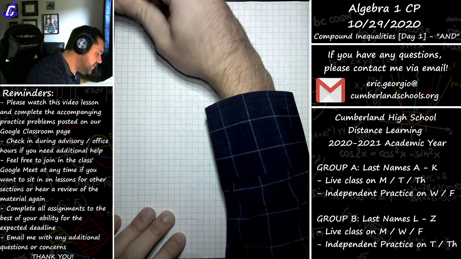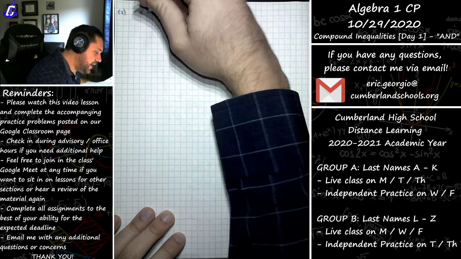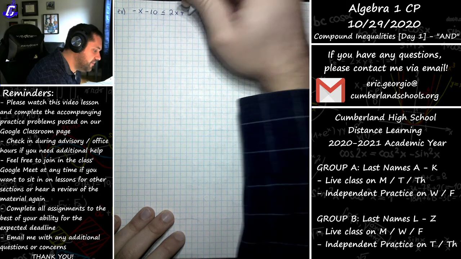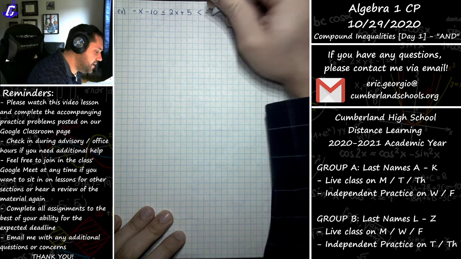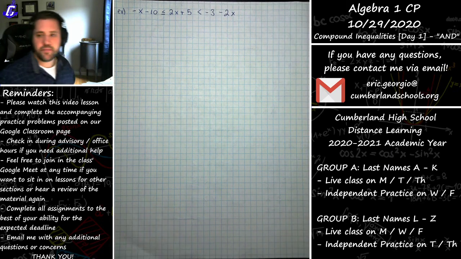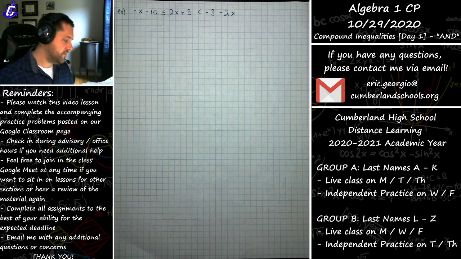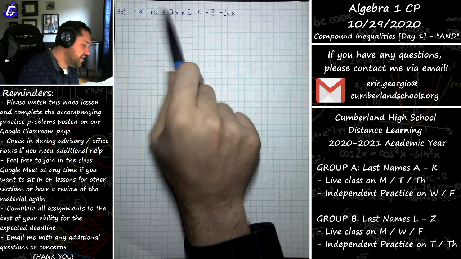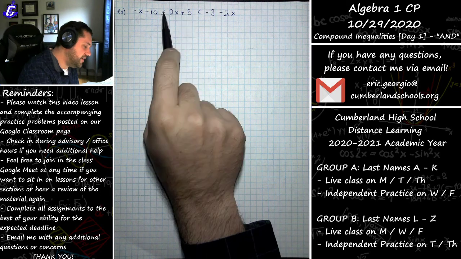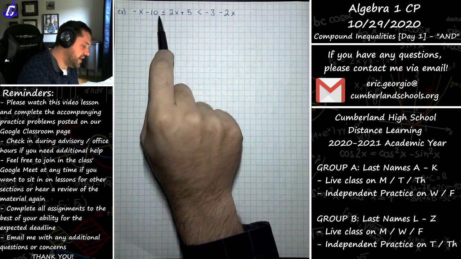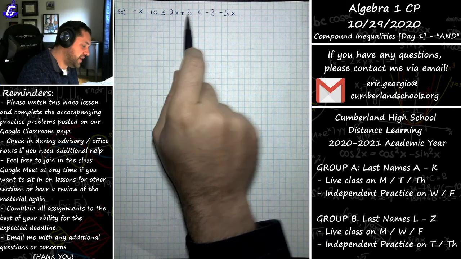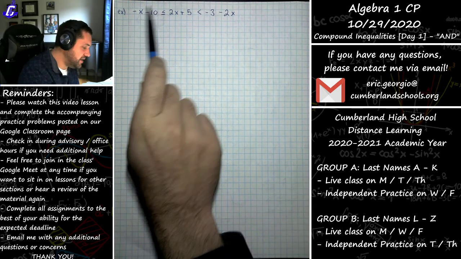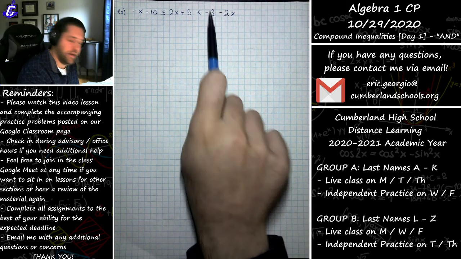If I had, for example, negative x minus 10 is less than or equal to 2x plus 5, which is less than negative 3 minus 2x. Okay, putting a little more variables in there. Again, it's sort of smushed together as one big statement, saying that this 2x plus 5 is greater than or equal to the negative x minus 10, and also this 2x plus 5 is less than the negative 3 minus 2x. It's right in the middle. Think of this as the smallest, this is in the middle, and this would be the biggest.